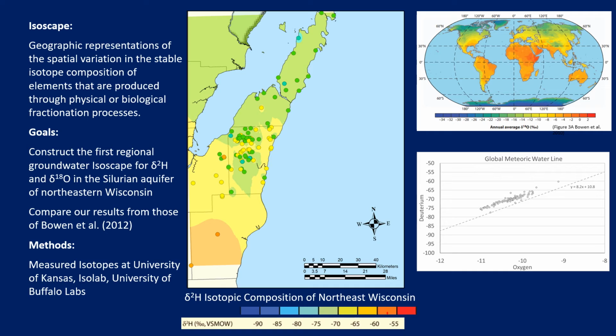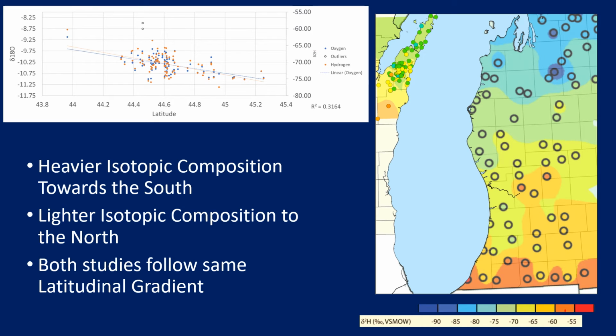Shown in the middle image here are the results that we got from the deuterium isotopic compositions. Our values followed the expected trend as we found lighter isotopic values toward the north and heavier values toward the south. When we compared this to Bowen et al. 2012, we noticed that while the values may be slightly shifted, the isotopic composition on both sides of Lake Michigan followed roughly the same latitudinal gradient.